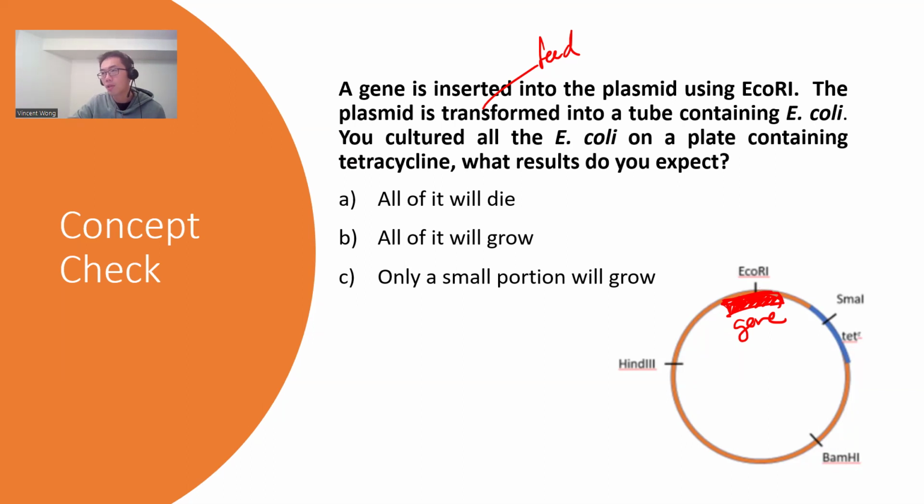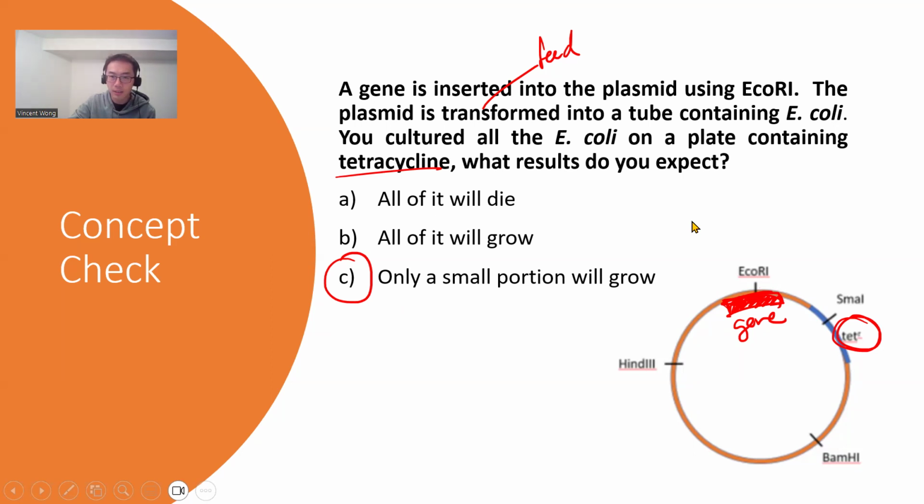Okay. Most of you got it. Only a small portion will grow. Why? Because not all the bacteria will take up the plasmid, but if they did take up the plasmid, it will give them tetracycline resistance. So even though there is tetracycline in the plate, it will only kill off those that don't have the plasmid. And the ones that have the plasmid, they will grow. Right? So a small portion will grow.